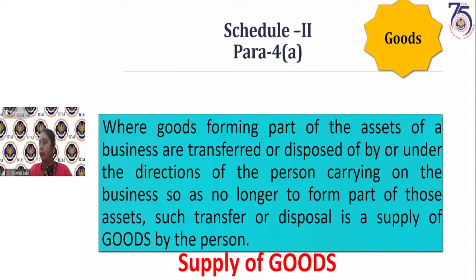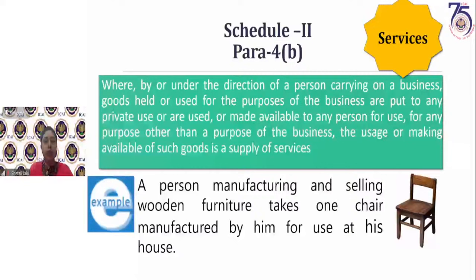Next is para 4B. 4B says, whereby or under direction of the person carrying on the business, goods held or used for the purposes of business are put to any private use or are used or made available to any person for use for any purpose other than the purpose of business, the usage or making available of such goods is supply of services. So if a person who is manufacturing wooden furniture has taken one chair at his home for using, at his house, then that becomes a supply of services.